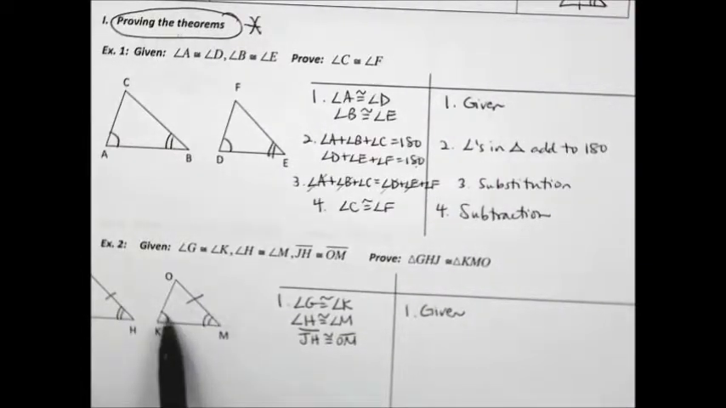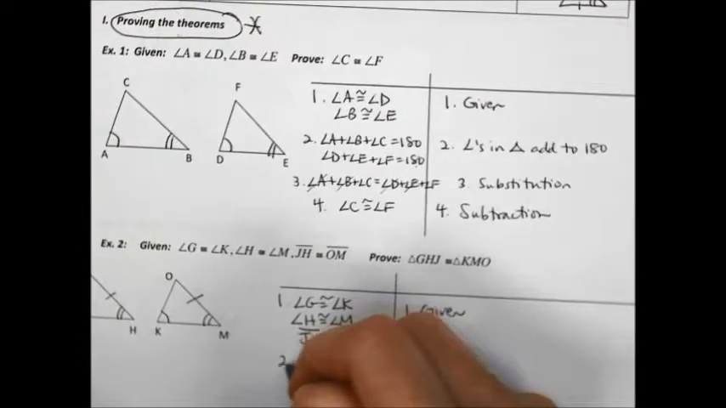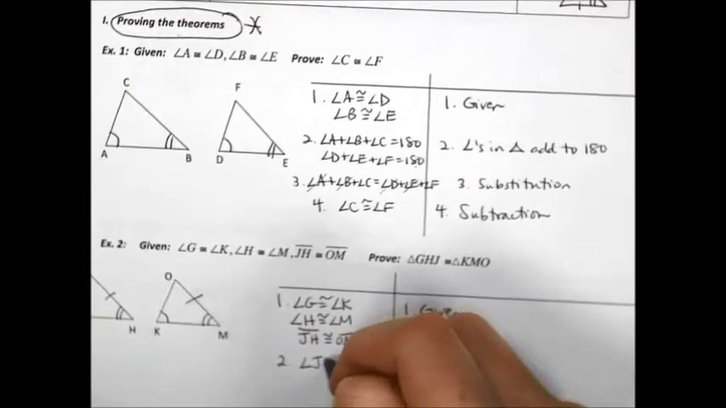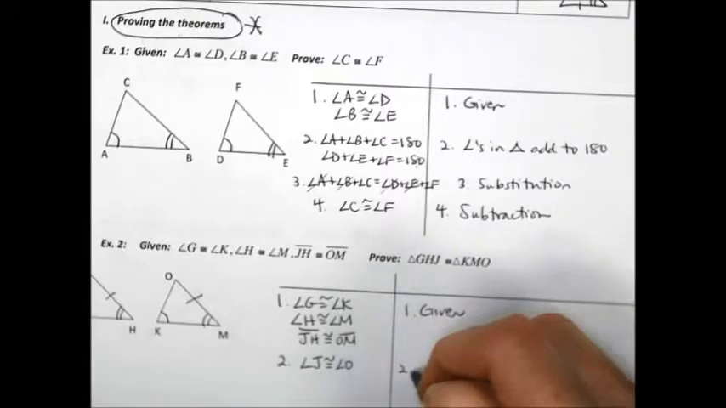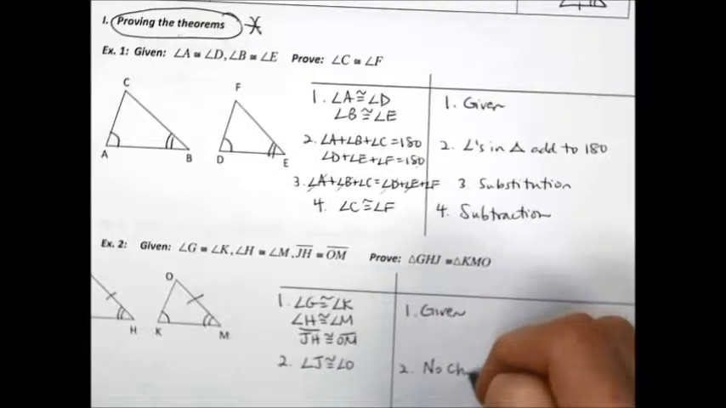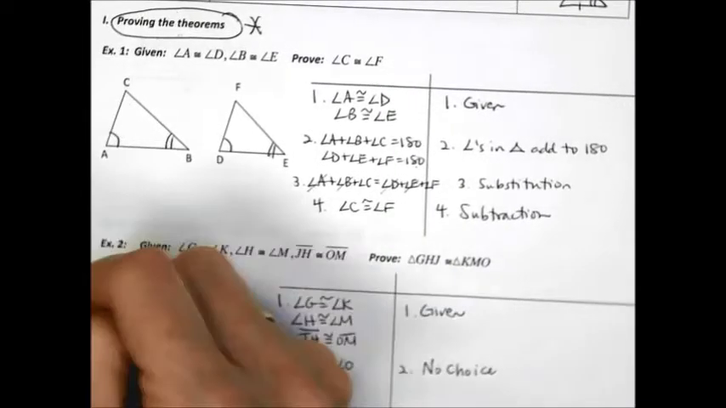if I have two angles in one that match two angles in another, by the no choice theorem, I should be able to say that angle J is congruent to angle O. So you see, I'm just going to say no choice. That gets me those third angles congruent.